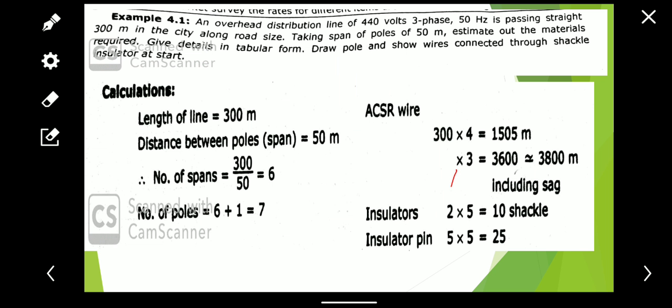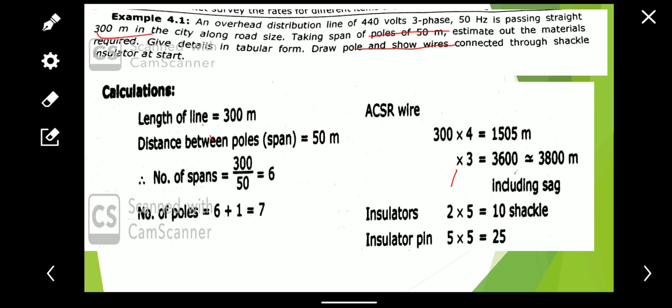First, calculate the length of wire. Length of line is 300 meter. It is given. Then distance between poles, that means 50 meter is the span, is also given here. Now calculate the number of span. So the tabular pole having each span between the two poles is 50. So 300 total length, so 300 divided by 50. So total number of span is 6. So required 7 pole, 6 span plus 1. It is required, the number of pole is 7.